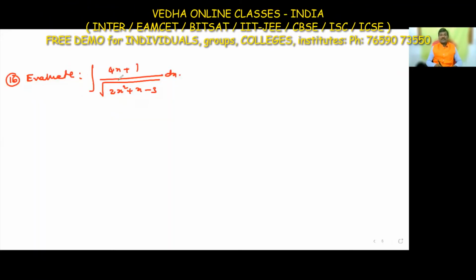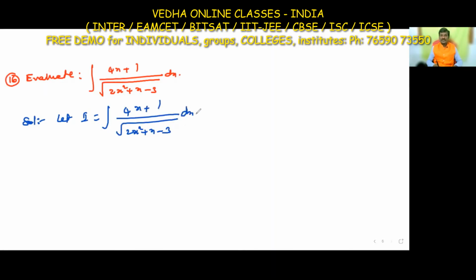Evaluate the integral of (4x + 1) divided by the square root of (2x² + x − 3) dx. Let I be the given integral: I = ∫ (4x + 1) / √(2x² + x − 3) dx.